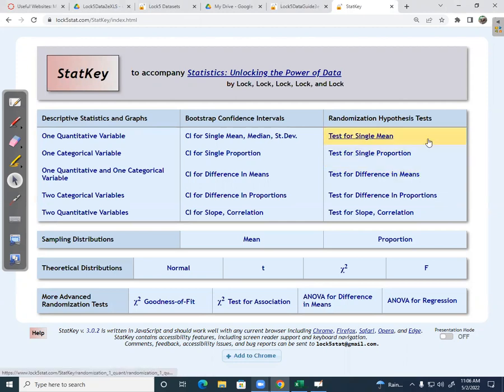Okay, so then am I doing a single mean, a proportion, a difference in means, a difference in proportions, or am I playing with slope? This is a difference in means. Now, the difference in means isn't always that. In this case, I have two different groups of humans that I'm comparing. That's definitely a difference in means.